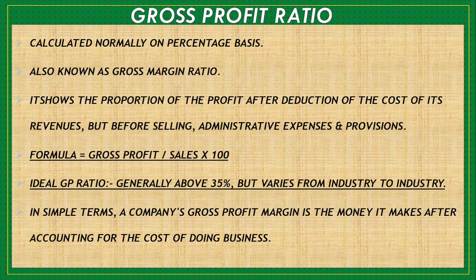Gross profit ratio, calculated normally on percentage basis, also known as gross margin ratio. It shows the proportion of the profit after deduction of the cost of its revenues but before selling, administrative expenses and provisions. Formula: gross profit by sales into 100. Ideal GP ratio, generally above 35% but varies from industry to industry. In simple terms, a company's gross profit is the money it makes after accounting for the cost of doing business.